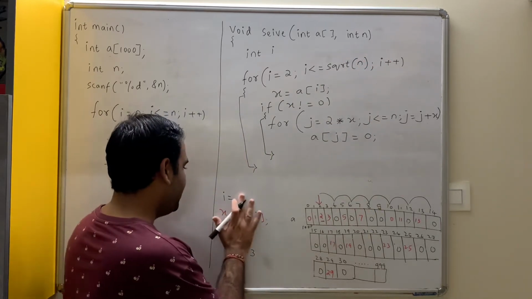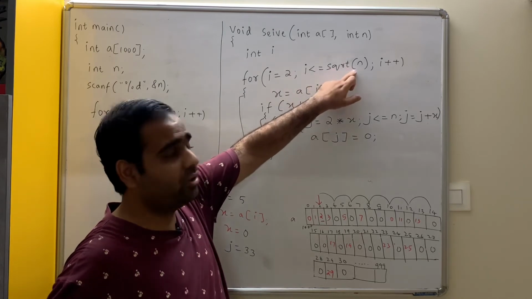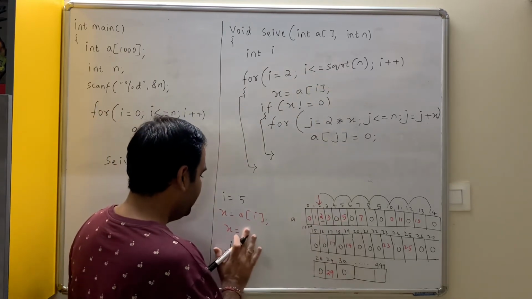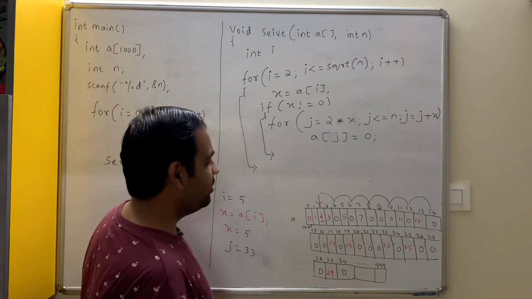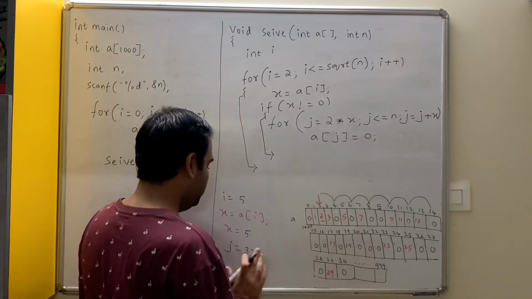The value of i will become 5. 5 less than or equal to square root of 30. Yes, it is true. x equal to A of 5. Now, what is the A of 5? A of 5 is 5. Where is the next multiple of 5 found? At index 10. Therefore, you say j is equal to 2 into x.